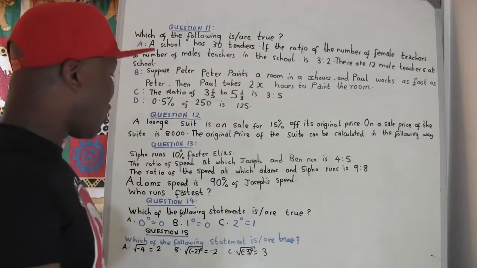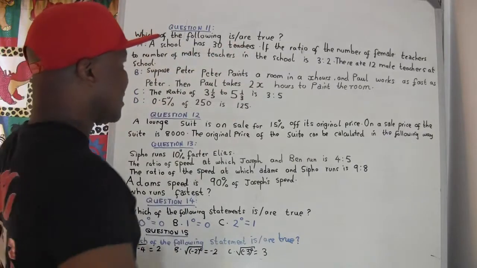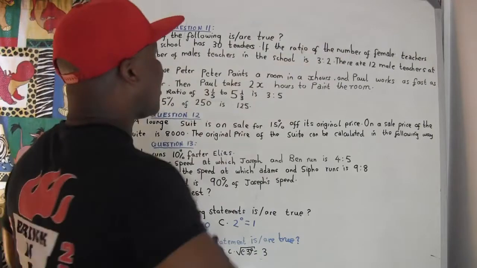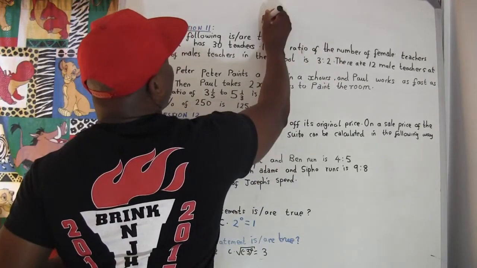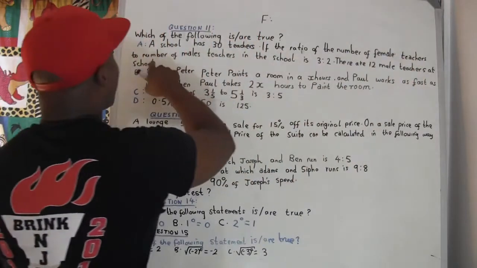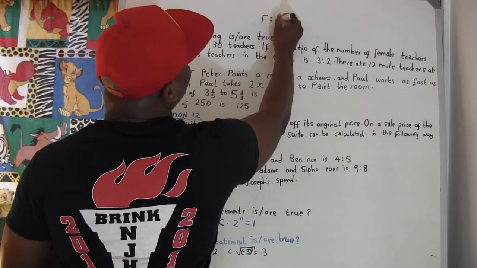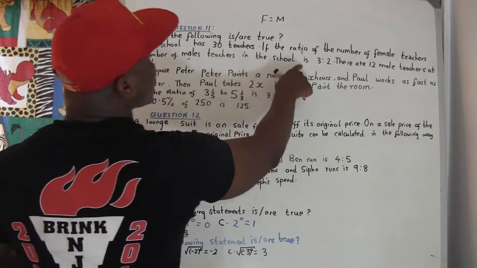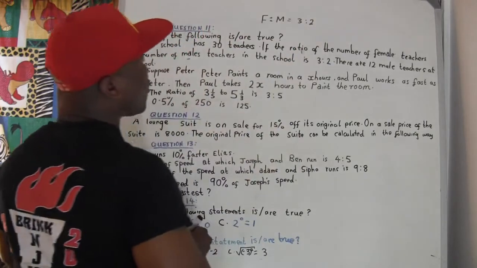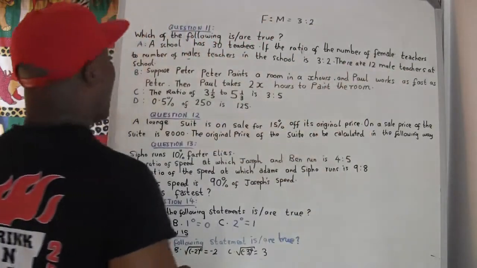So when I say which of the following is or are true, let's say a school has 30 teachers. The ratio of female teachers to male teachers in the school is 3:2. So this is 3 and 2. And what do they want? They say we have to check if there are 12 male teachers at the school.